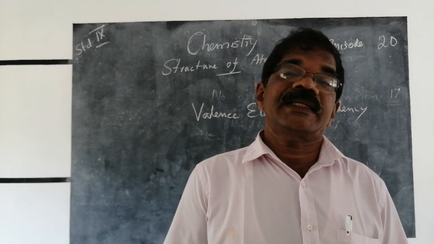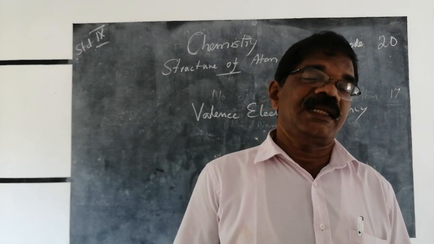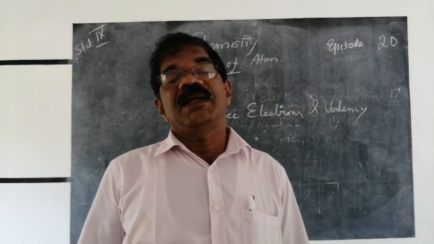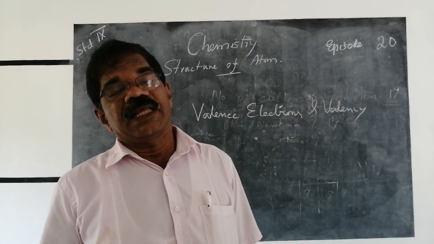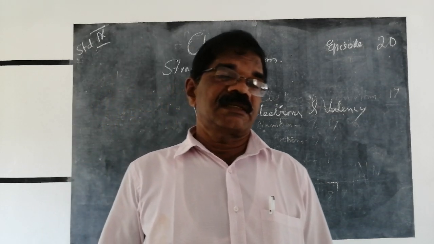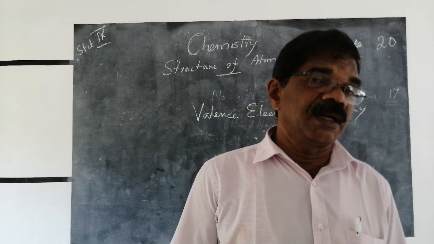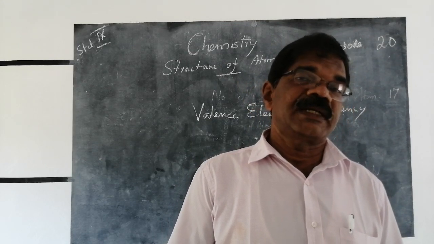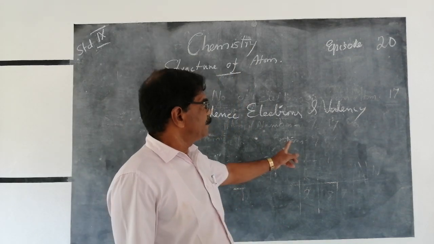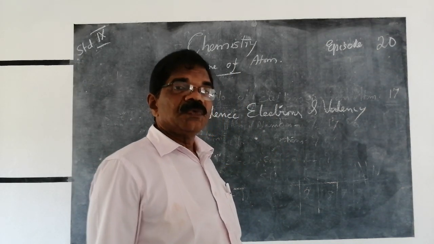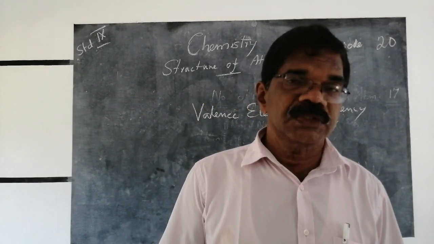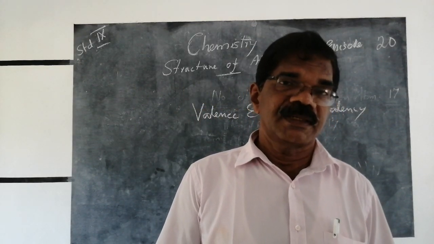Only the inert gases, that means helium, neon, argon, krypton, xenon, radon, are stable. They do not take part in reactions because they have 8 electrons in the outermost shell, except helium. Helium is also stable because it has only one shell, named K, which is completely filled. Then what is valency? Valency is the number of electrons gained or lost to attain stability.